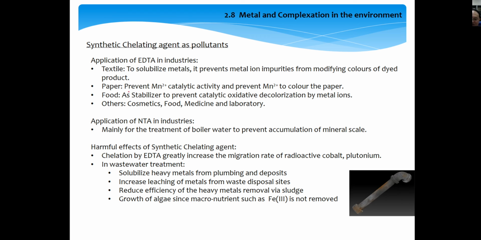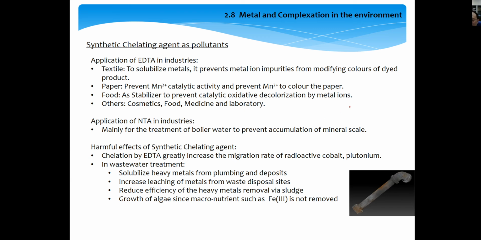It also has been used in the paper industry to remove or solubilize manganese. This manganese will cause catalytic activity and color the paper. Without adding the EDTA, most likely this manganese will cause the paper to turn a brown color. It also has been used as a stabilizer in food.